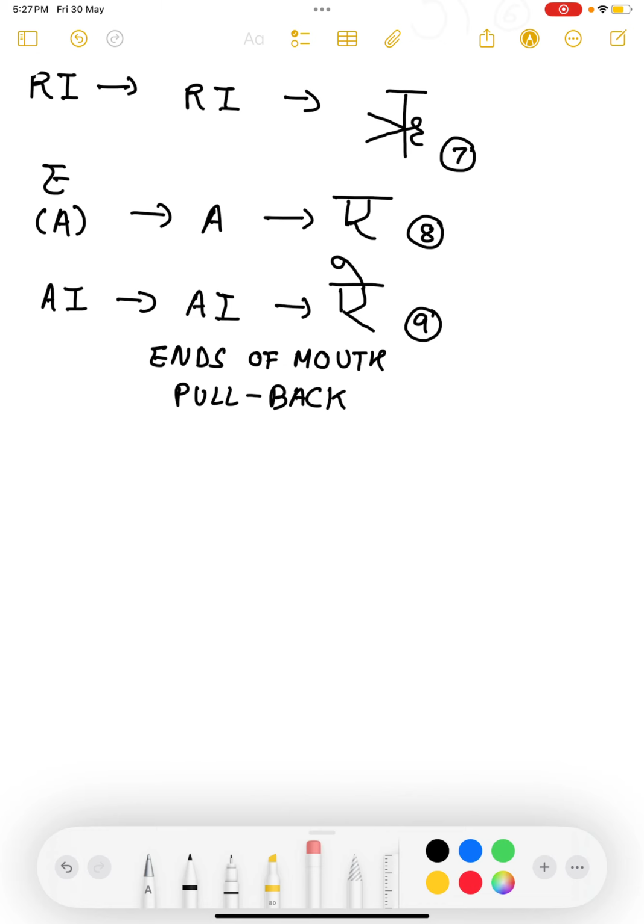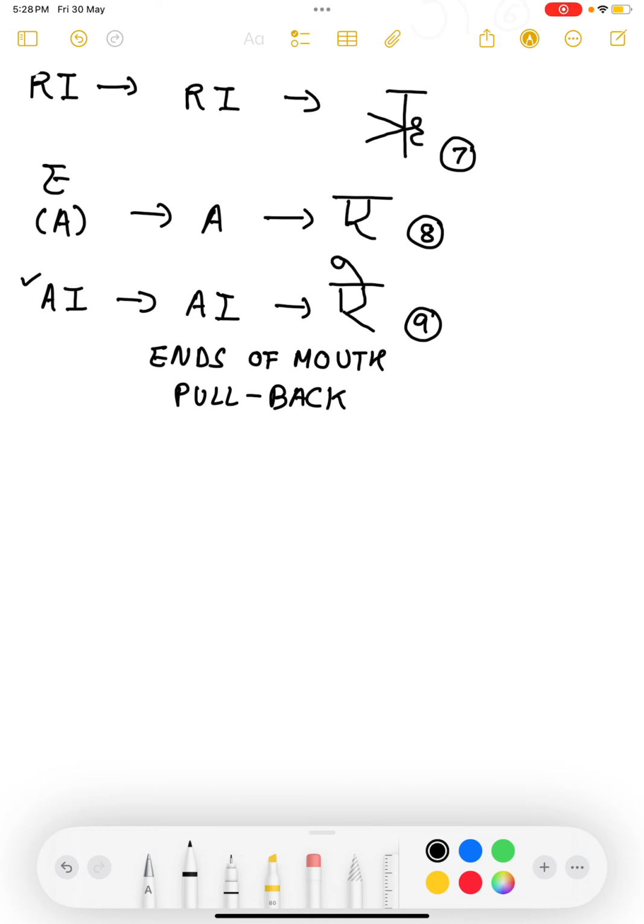To note down this particular vowel, we use this combination of English letters. AI. AI is how it's written down mostly.